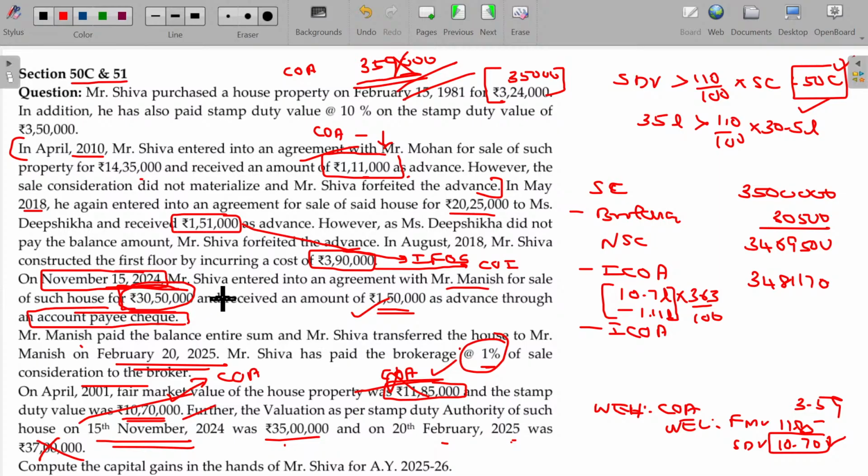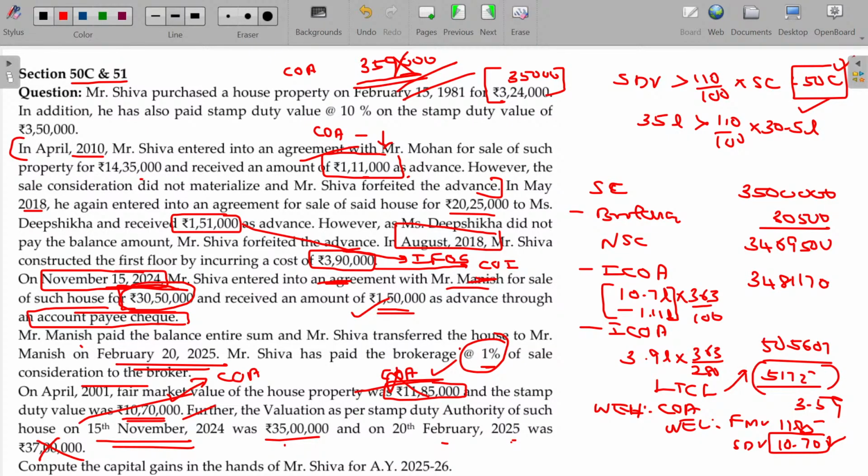And indexed cost of improvement, here improvement being how much? Here it is 3.9. 3.9 into current inflation index 363, over the inflation index applicable in the year of improvement 2018-19. In 2018-19, the value is 280, I think. Then what is the final value? 5 lakhs 5,607. If I subtract these two, I'll get a long-term capital loss only. 5 lakhs 17,277 loss. Clear?